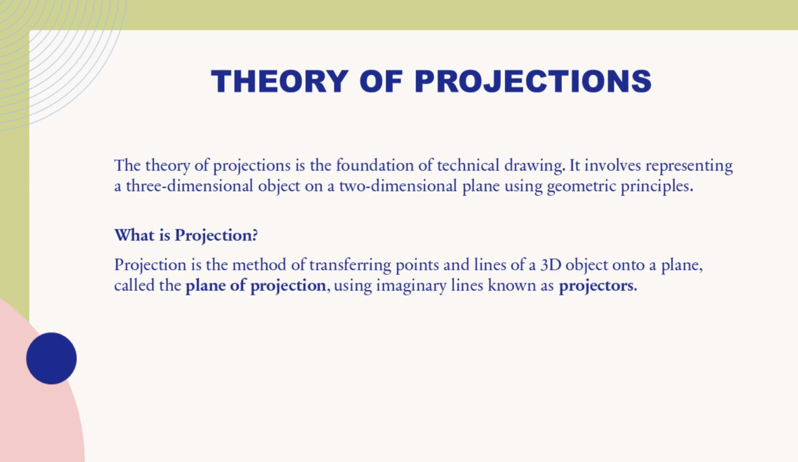Projection is the fundamental method of translating 3-dimensional objects onto a 2-dimensional plane. Imagine casting a shadow of an object onto a wall. That's essentially what projection does, but with geometric precision. Engineers use imaginary lines called projectors to transfer points and lines from a 3D object onto a plane of projection. This technique forms the backbone of technical drawing, enabling us to represent complex spatial relationships on a flat surface.